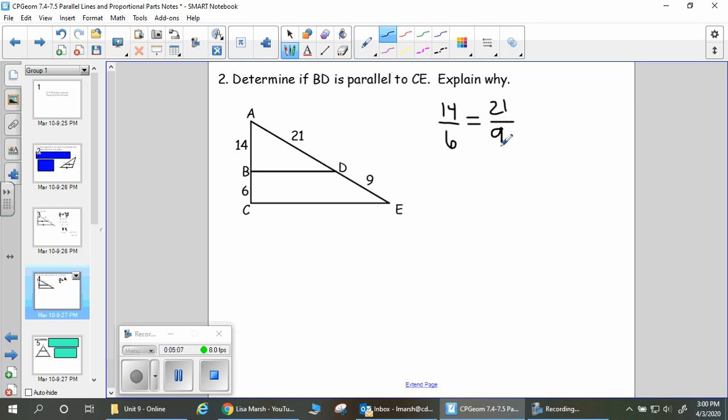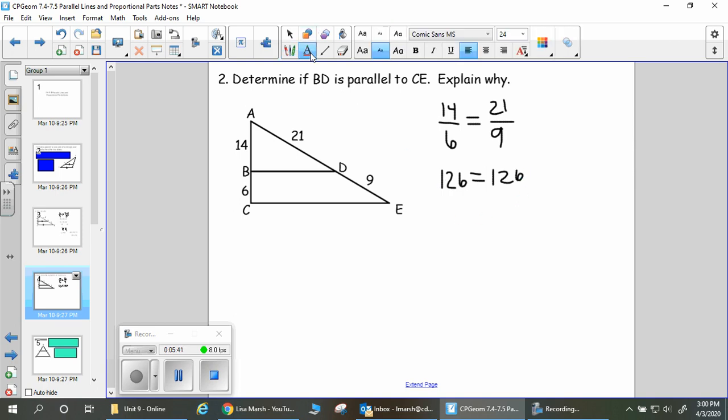Okay. And because I don't have any x value to solve for, I'm still going to cross multiply, because what I'm looking for here is, does this proportion work? That's going to tell me if these two lines were actually parallel. So when you cross multiply 14 times 9 and 6 times 21, on both sides here, you're going to get 126. Okay. Doesn't matter which one you do first or second, they're giving you the same value. Ultimately, that's what you want.